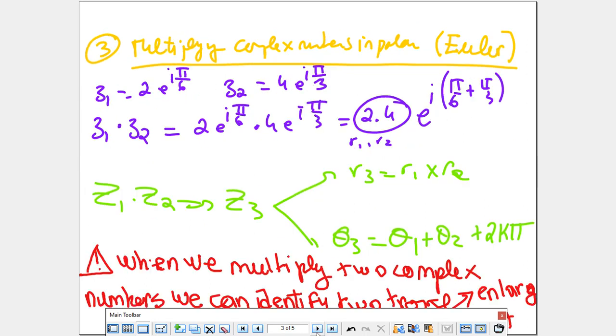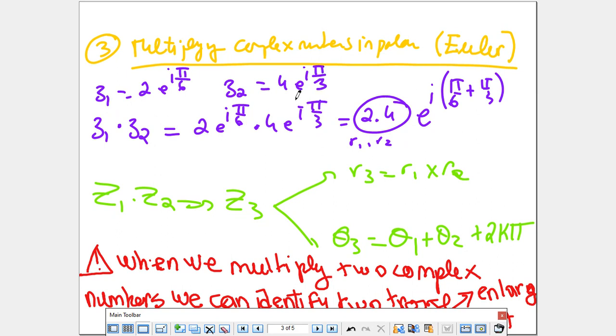Now let's move to multiplying two complex numbers in polar form. If I have z1 equals 2 e^(i pi over 6) and z2 equals 4 e^(i pi over 3). You know when you are multiplying two numbers having the same base, what happens to the exponents? We add the exponents. And here we'll have 2 times 4, which is 8. So what's happening to the modulus? I'm multiplying it. The new modulus of z3 will be r1 times r2.